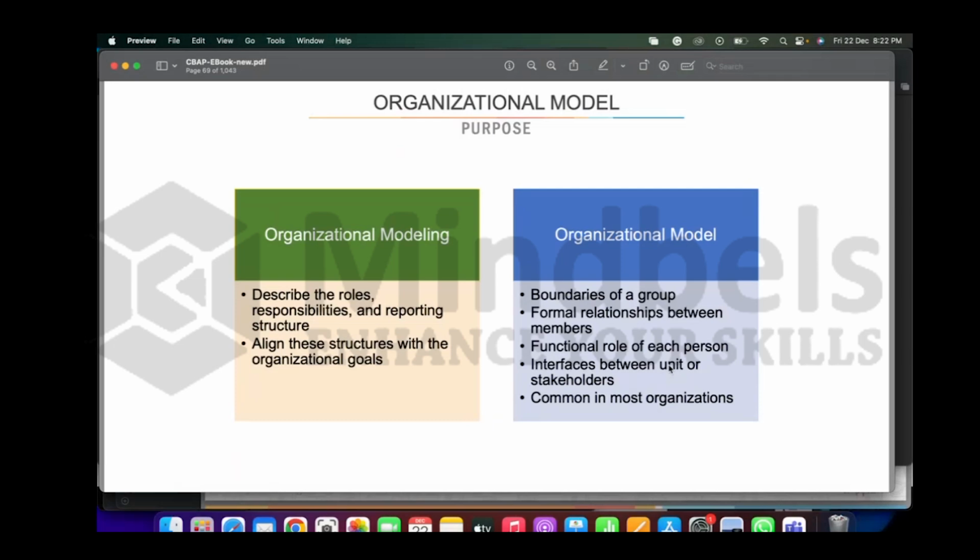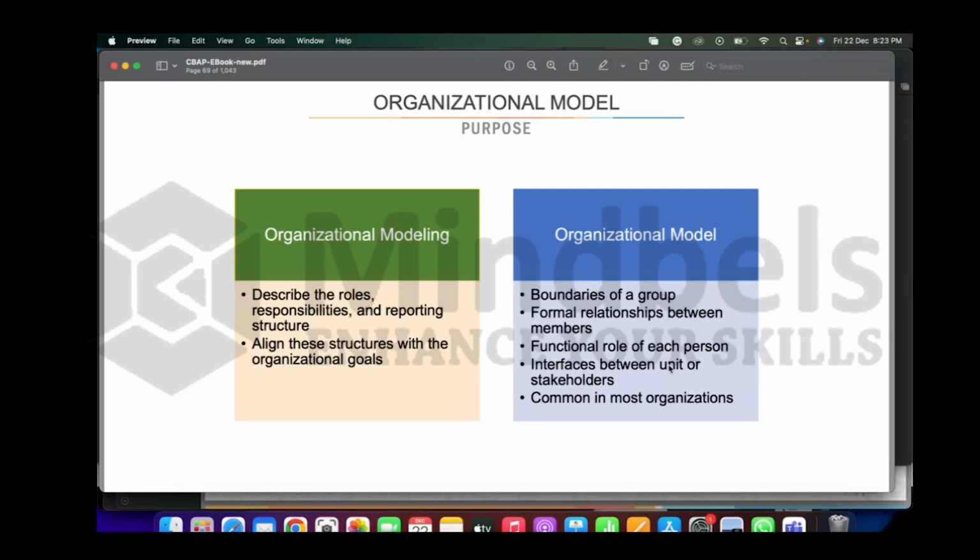Now, if you see, this is an organizational model. Here we are looking into a different topic. First we saw planning the business analysis approach. Then we saw how to plan your stakeholder management and engagement. How do you manage and engage your stakeholders? Now you look into organizational modeling. What is it all about?